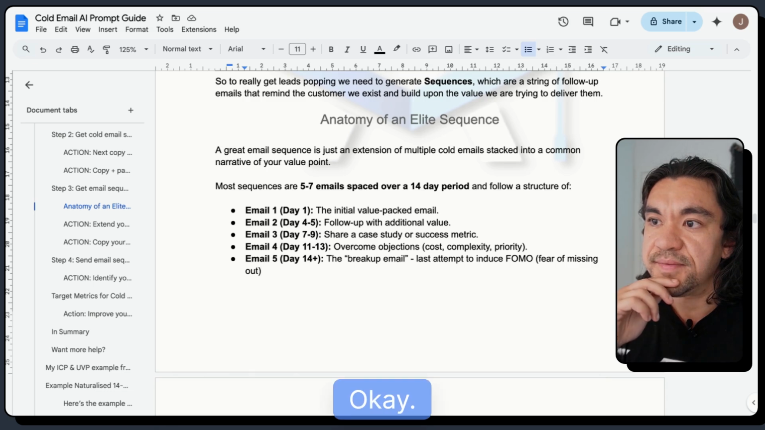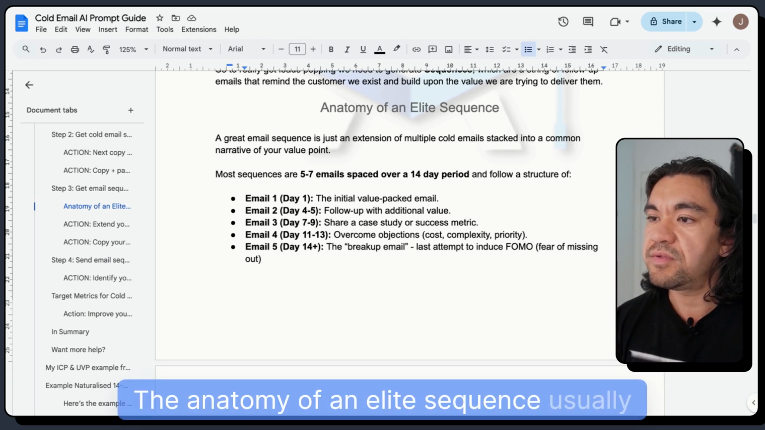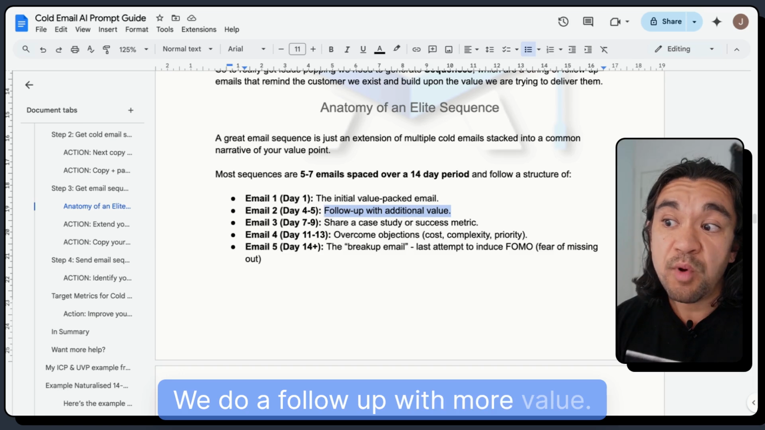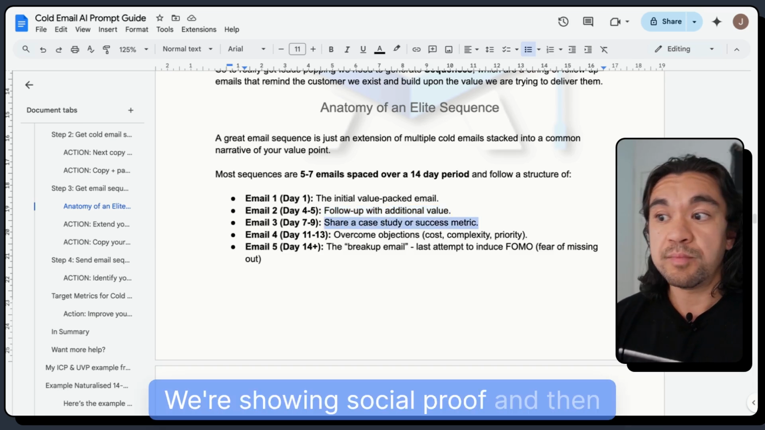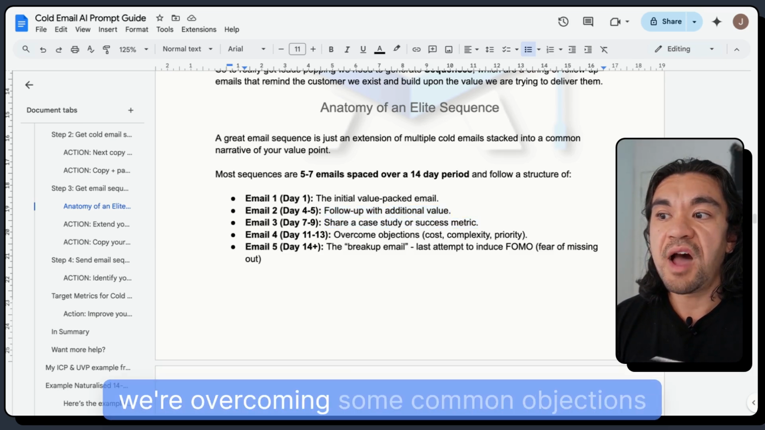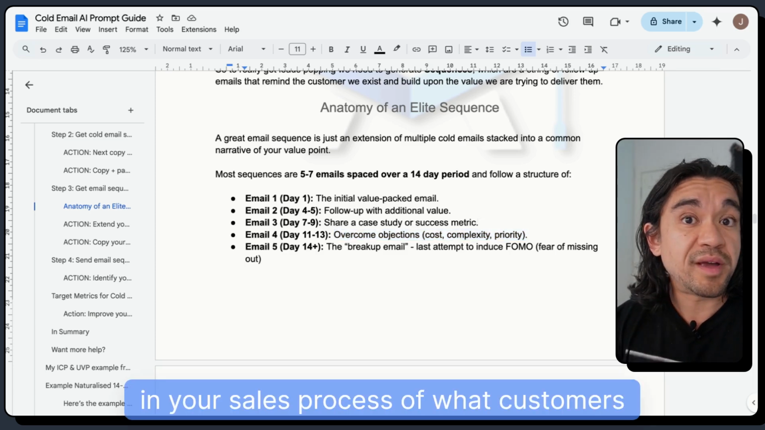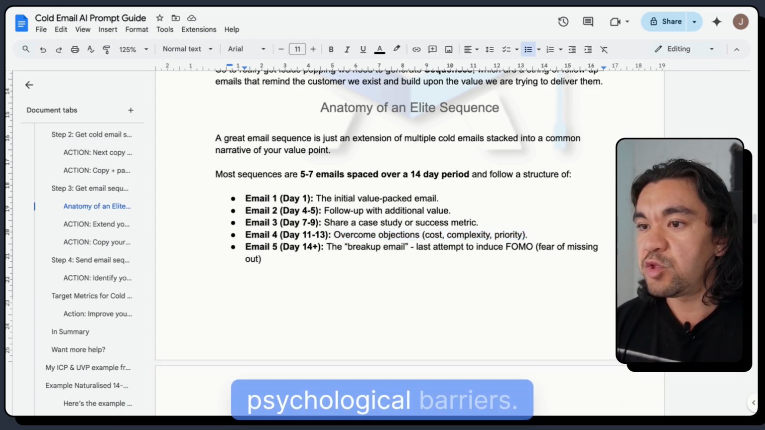This is what that is here. The anatomy of an elite sequence usually is that value-packed email we talked about. We do a follow-up with more value, we're showing social proof, and then we're overcoming some common objections that might come up in your sales process, or what customers might be thinking, to break through those psychological barriers.